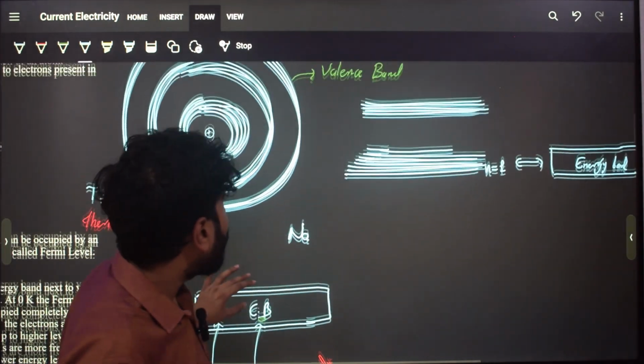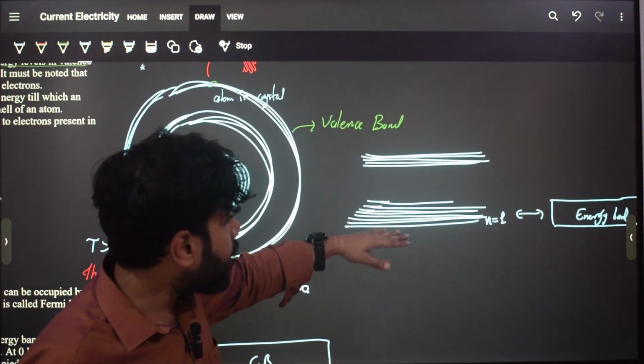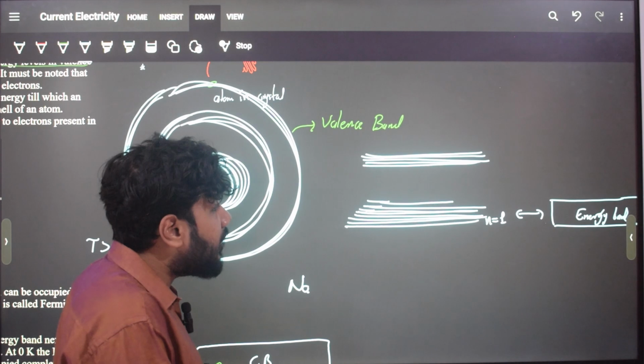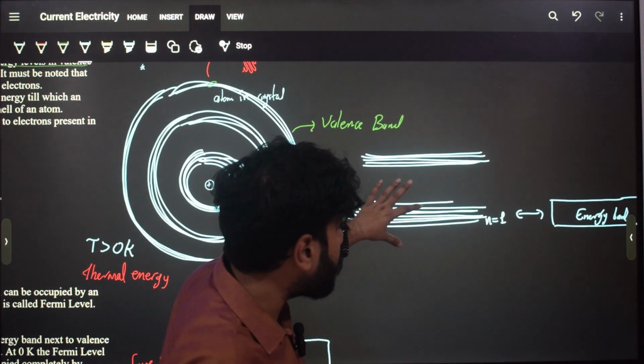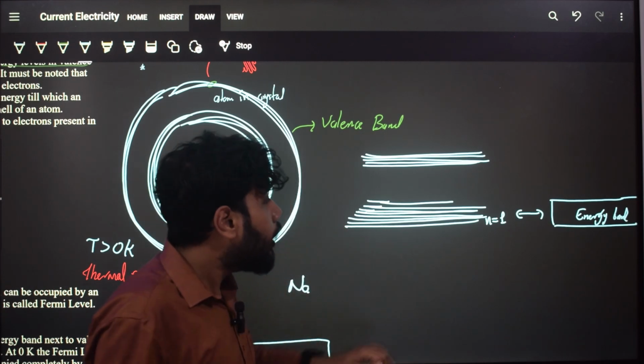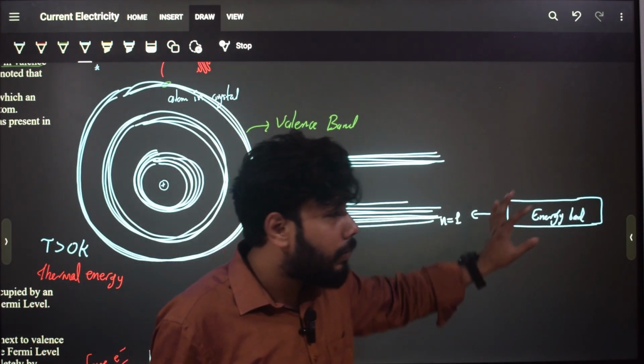What is an energy band? Under the influence of many nuclei, they will form a number of energy levels very close to each other, and the difference is very small. So instead of drawing them separately, you can draw an energy band.